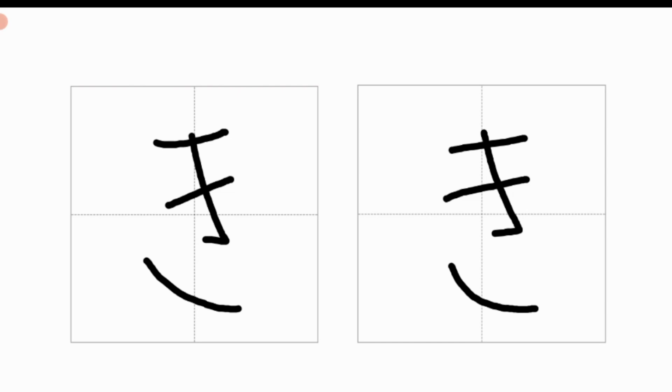Okay, so last time. First, top line. Second, middle line. Third, vertical line. Fourth, small curve left. Great. I'm sure you did well. Let's move on to the next character.